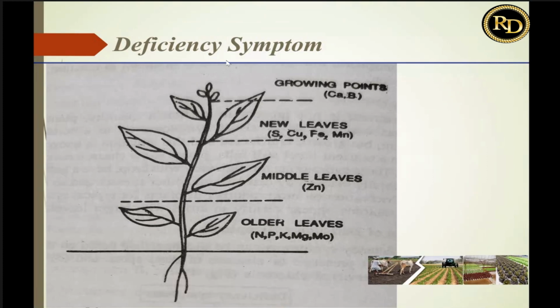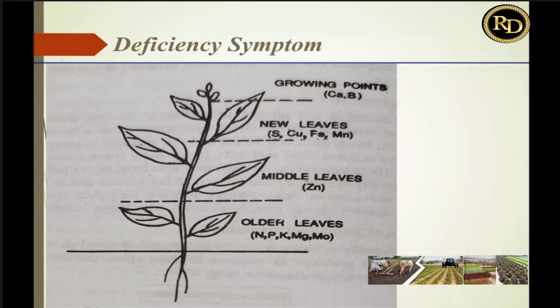And suppose you're getting a symptom at an apical part, it's only calcium and boron. These are the nutrients which you need to take. And if it is on the new leaf, then maybe sulfur, copper, iron, and manganese. And if it is in a middle leaf, then zinc. You need to see what is the part of the plant where the deficiency symptom is appearing, and based on that you have to take a call. Okay, these are the nutrients which are deficient, so let me increase the quantity of these to ensure a right calibration of your fertilizer.